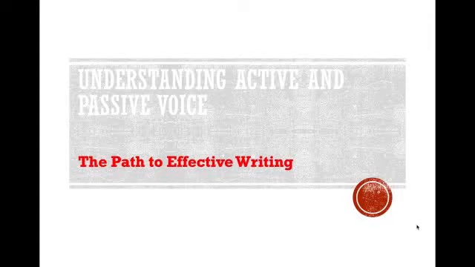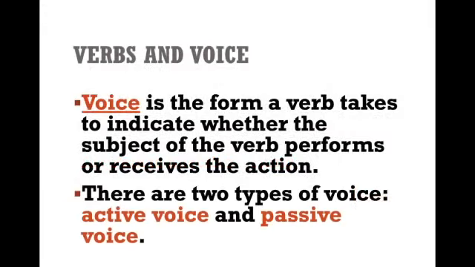Today we're going to look at understanding active voice and passive voice. When we're looking at what a voice is in your writing, let's define it. A voice is the form a verb takes to indicate whether the subject of the verb performs or receives the action. And there are two types of voice, the active voice and the passive voice. When we look at active voice and passive voice, we look at the verbs that are being used in your writing.